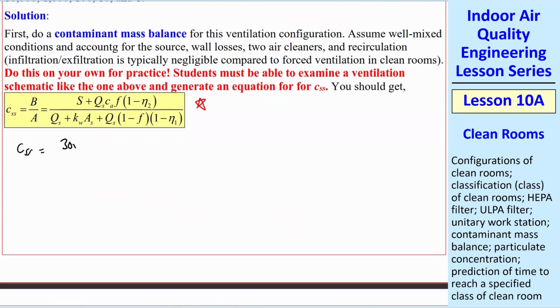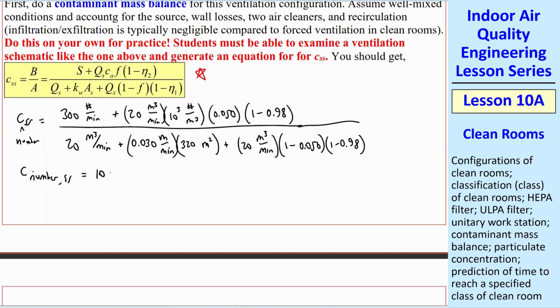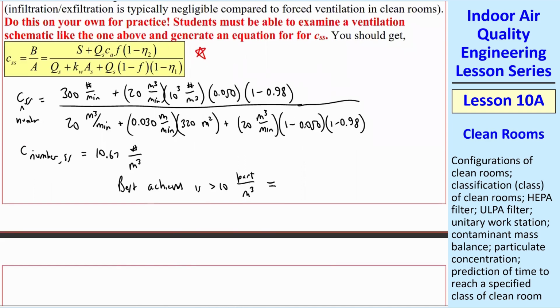CSS equals our source, now in particles per minute, plus QS times CA, 1,000 particles per cubic meter, F1 minus eta 2, and then we have to put in the denominator. And when you plug into your calculator, you get C steady state equal to 10.67 particles per meter cubed. So the best that we can achieve with this particular ventilation is a little bit greater than 10 particles per cubic meter. Use our conversion, this turns out to be 0.302 particles per cubic foot.